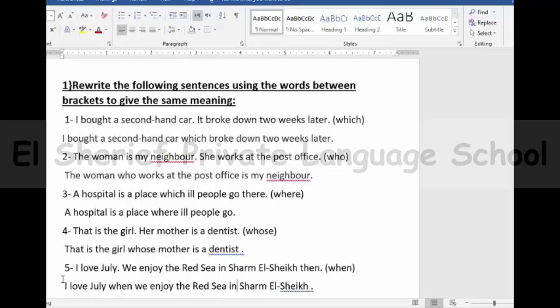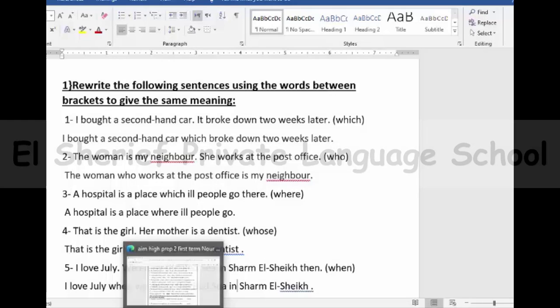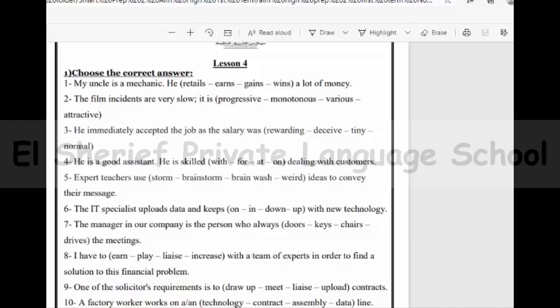Number 5. I love July. We enjoyed the Red Sea in Sharm el-Sheikh there or then. So it would be something like this. I love July when we enjoy the Red Sea in Sharm el-Sheikh. So now let's do this exercise on lesson 4.